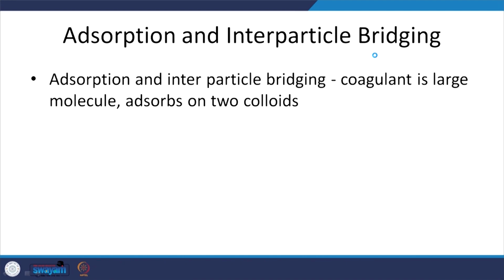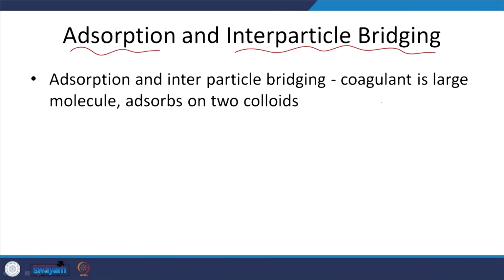But there are other aspects. Here we have adsorption and interparticle bridging. Until now we looked at charge neutralization. I have a charge on the particle and I am neutralizing the charge. As I mentioned though, we have other aspects. One is interparticle bridging, and adsorption. So adsorption and interparticle bridging, when does that happen? Coagulant is a large molecule and it adsorbs on two colloids.